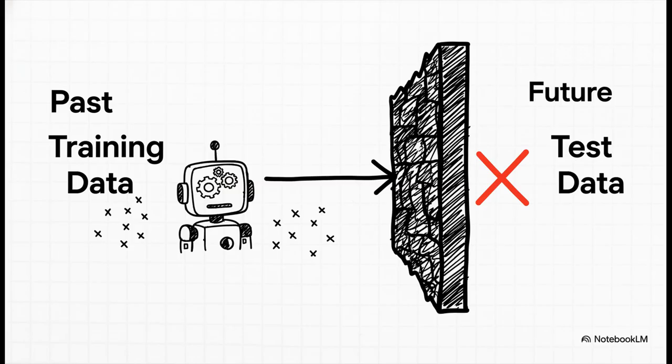So this is the main point. And if you take one thing away, let it be this. It is the one rule you can never, ever break. Your test data must always come from a time after your training data. No exceptions. You're training your model to predict the future, so it can't be allowed to have already seen it.